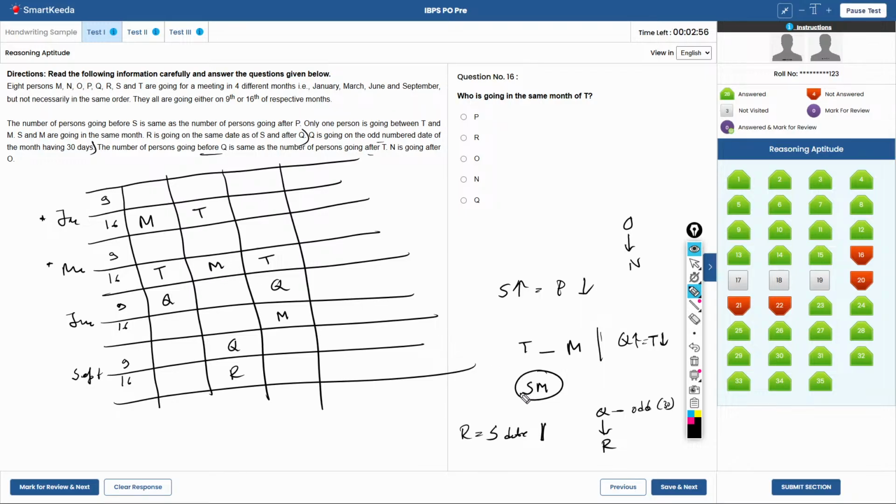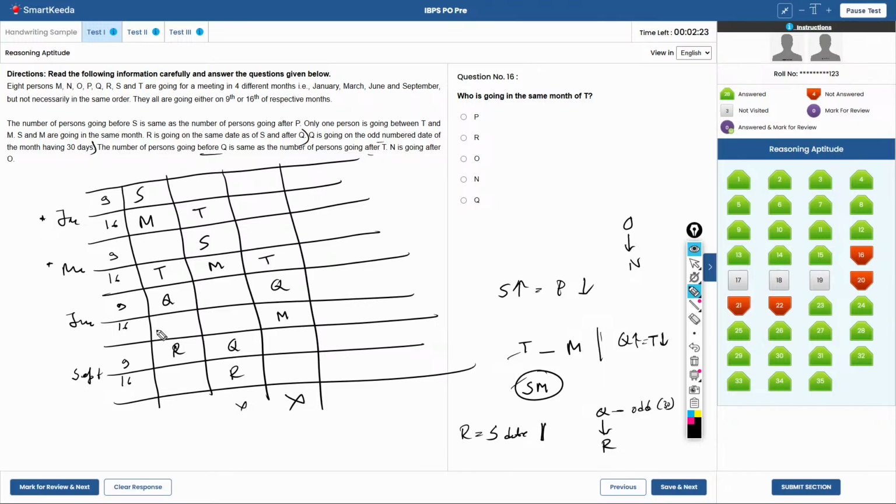S and M go in the same month. Here, not possible. Now S and R are on the same date, 9th, but below Q. R and S same date, no. Where did R come from? Okay, R and S are on the same date. So R here. So O goes below N.